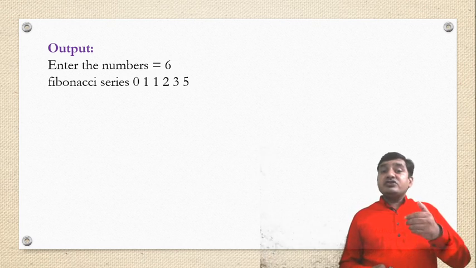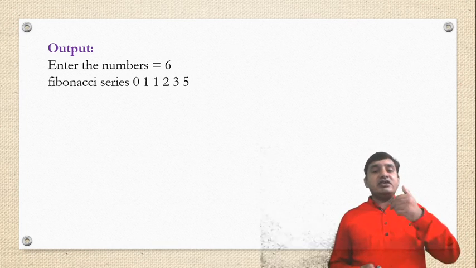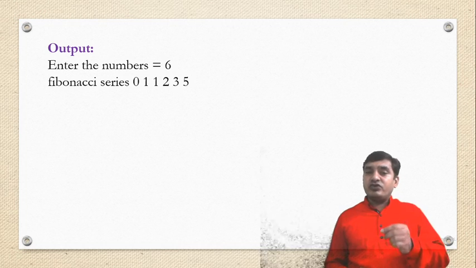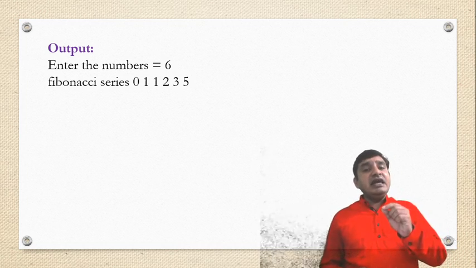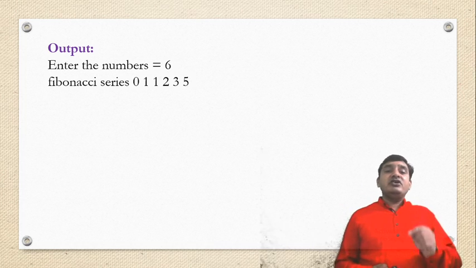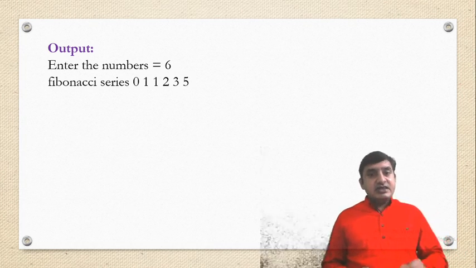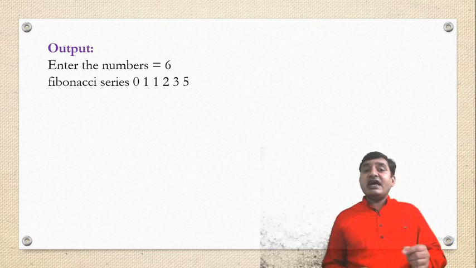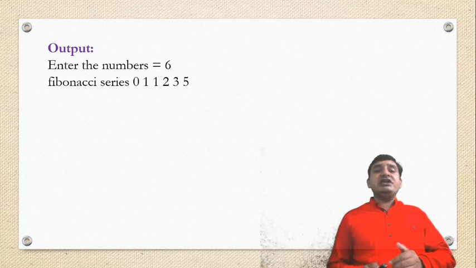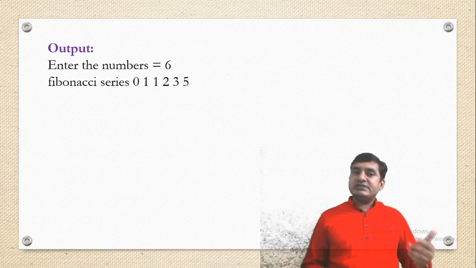Now the second term is added to the third term, we get the fourth term. Then the third term is added to the fourth term, we get the fifth term. Then the fourth term is added to the fifth term, we get the sixth term of the Fibonacci series.